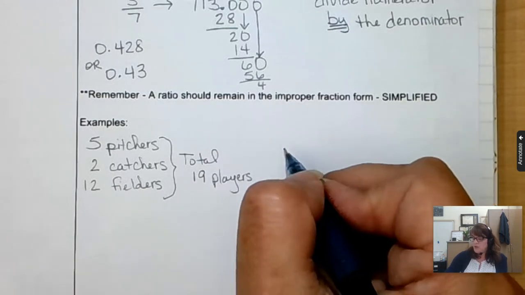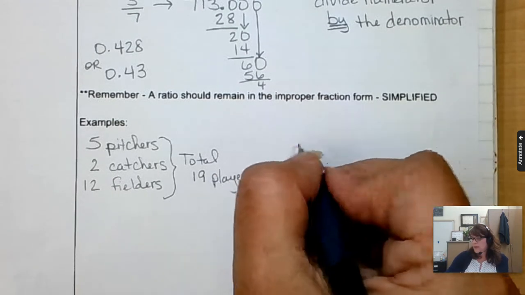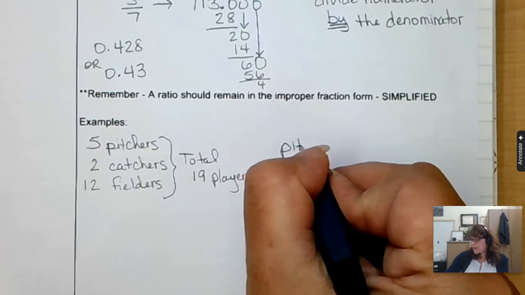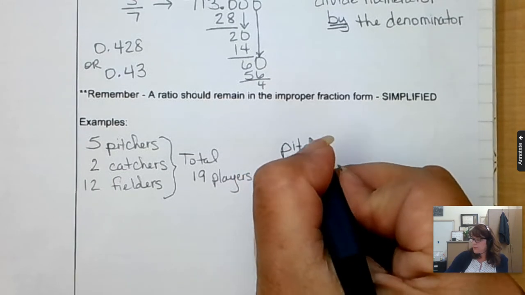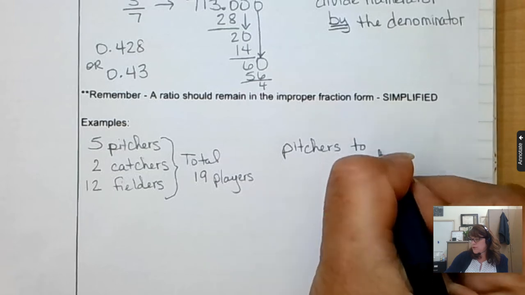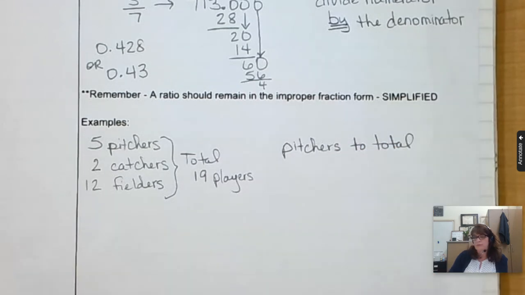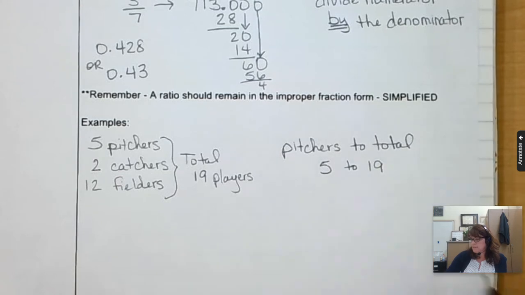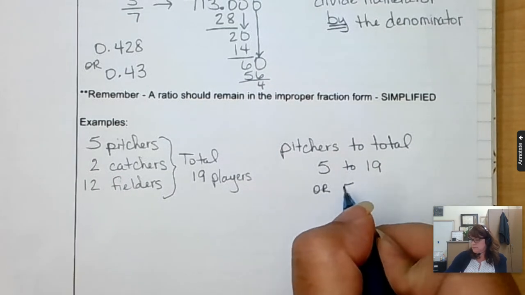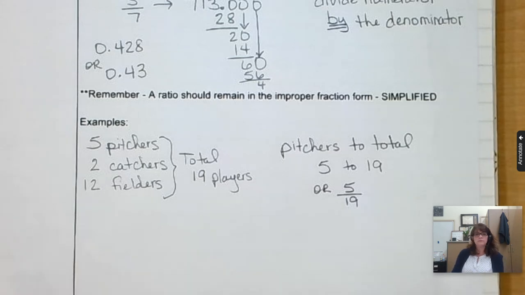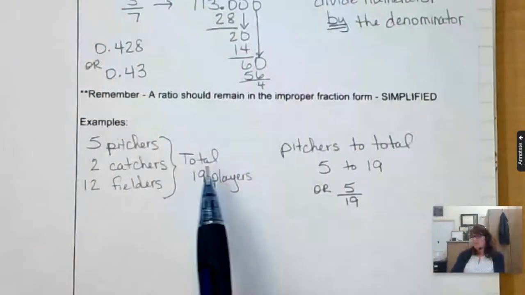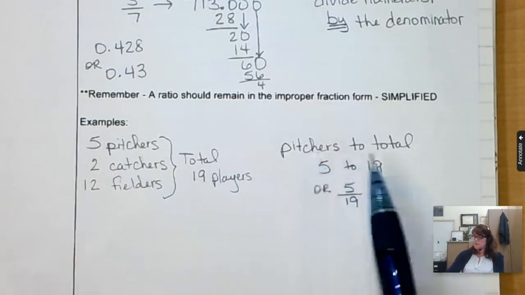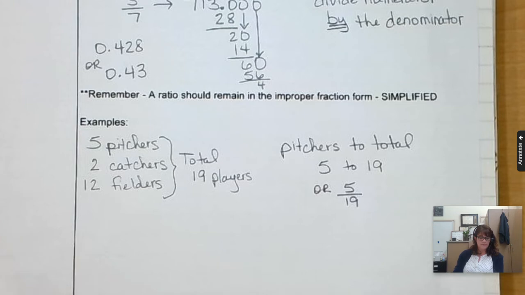So if I wanted to write a ratio of pitchers to total, how many of my total players are pitchers? That'd be 5 to 19. So if you're given pieces, you might have to add some things up, subtract some things. That's a good example of that.